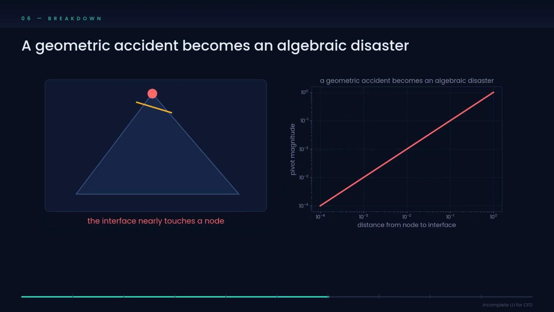Now let the interface drift until it nearly touches a mesh node. The cut fraction goes to 0. The pivot goes to 0 with it. Nothing is wrong with the physics. The flow does not care where your nodes are, but your factorization has just been handed a row it cannot eliminate. A purely geometric accident has become an algebraic disaster.